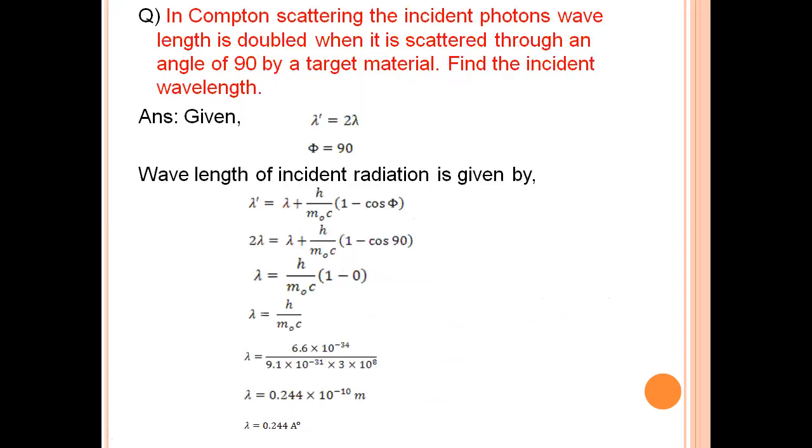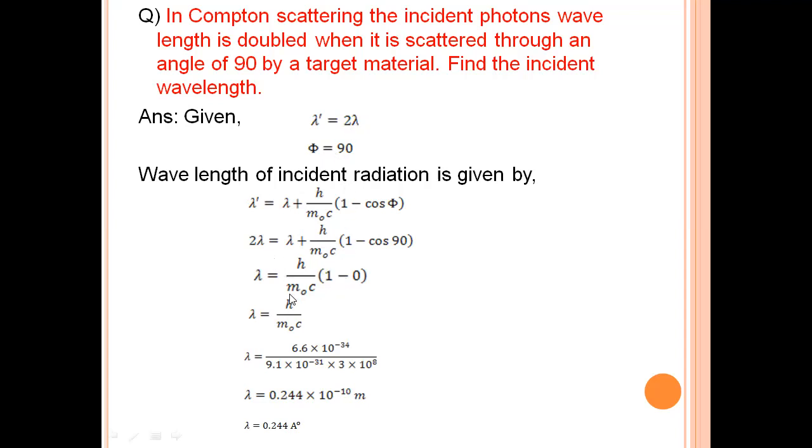Let us see one more numerical. In this one, the question is that in Compton scattering, the incident photon wavelength is doubled when it is scattered through an angle of 90 degrees by the target material. Which means that if the incident wavelength is lambda, then the scattered wavelength will become double, that is 2 lambda, and the scattering angle is 90 degrees. Again, they are asking you to find the incident wavelength. So let us substitute lambda prime is equal to 2 lambda, that is double of incident radiation, and phi equal to 90 degrees.